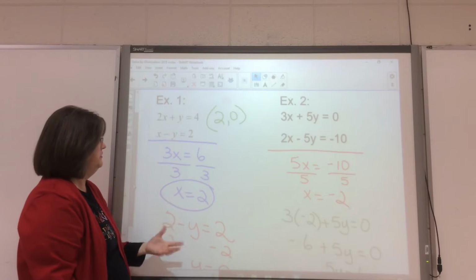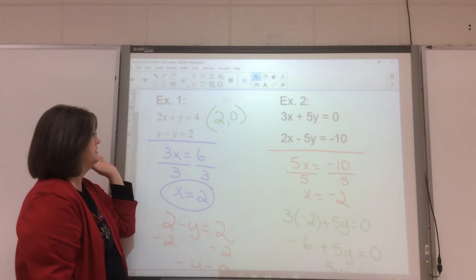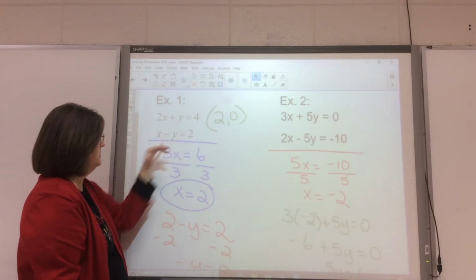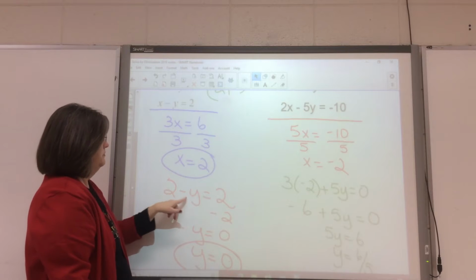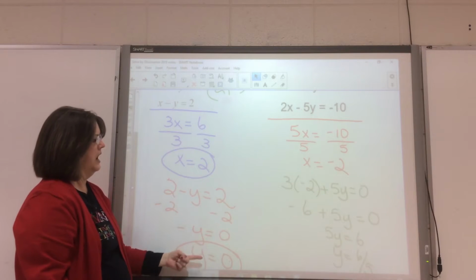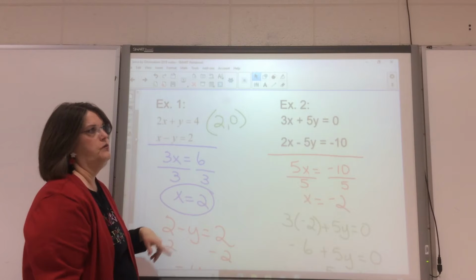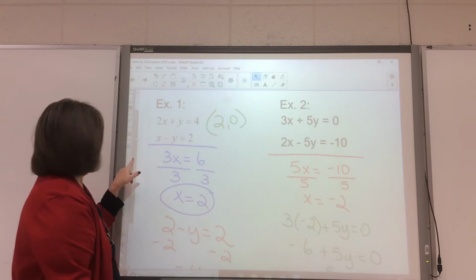I substitute this back into either of these equations. It doesn't matter which one. I went into this one. 2 minus y equals 2. Subtract the 2 out. That gives me 0. Negative y equals 0. So therefore y is 0. So my answer here is 2, 0.